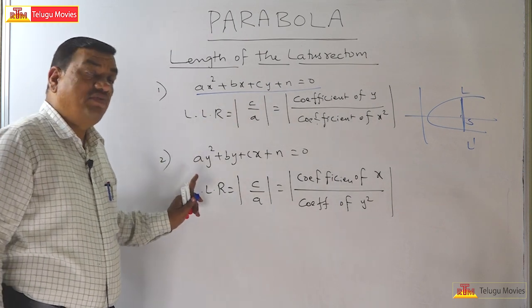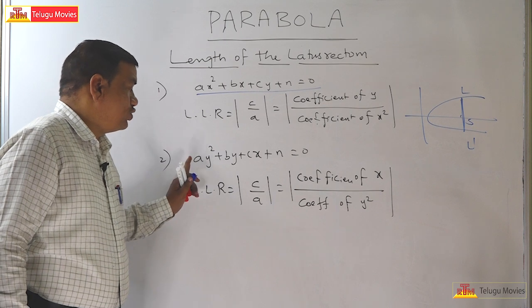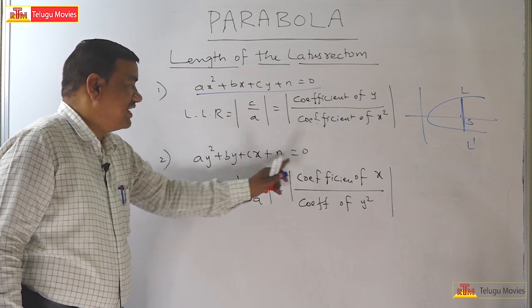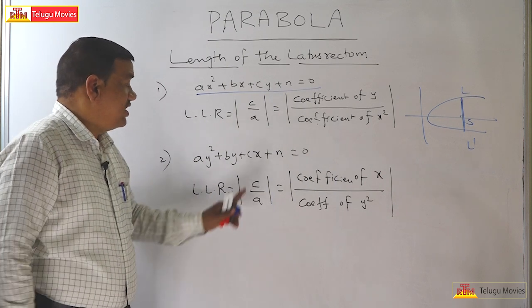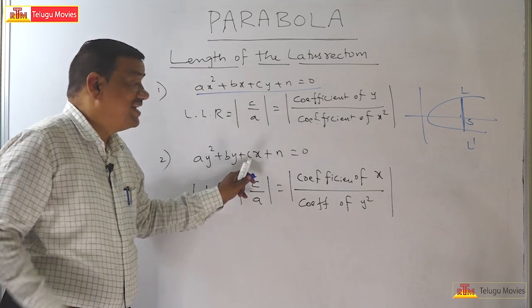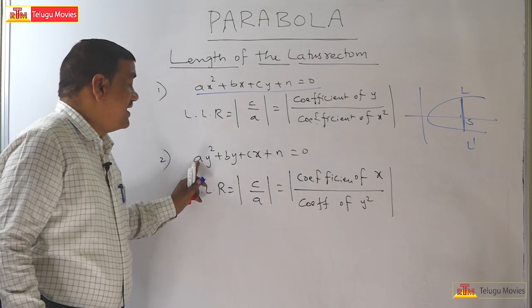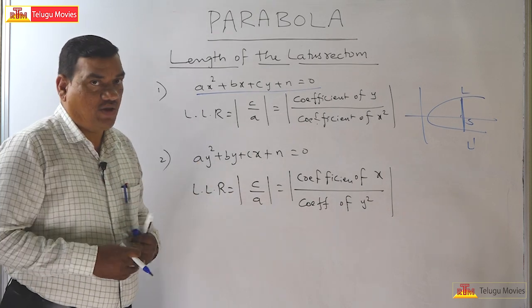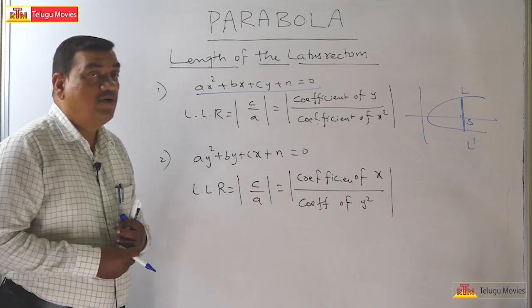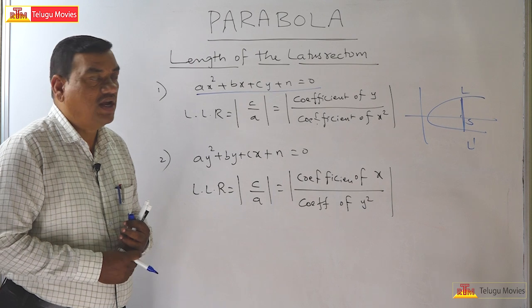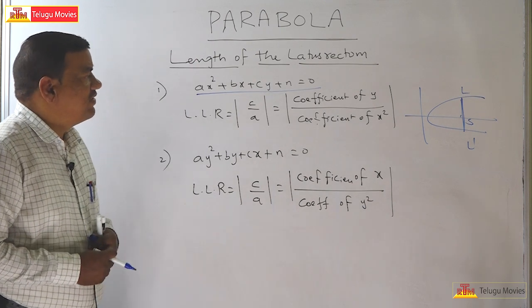So if your equation of the parabola happens to be ay square plus by plus cx plus n is equal to 0, then the length of the latus rectum is here also c by a, but here c is the coefficient of x and a is the coefficient of y square. Understand? So this is c by a, coefficient of x by coefficient of y square. Okay, now. So these are the two results, very easy.